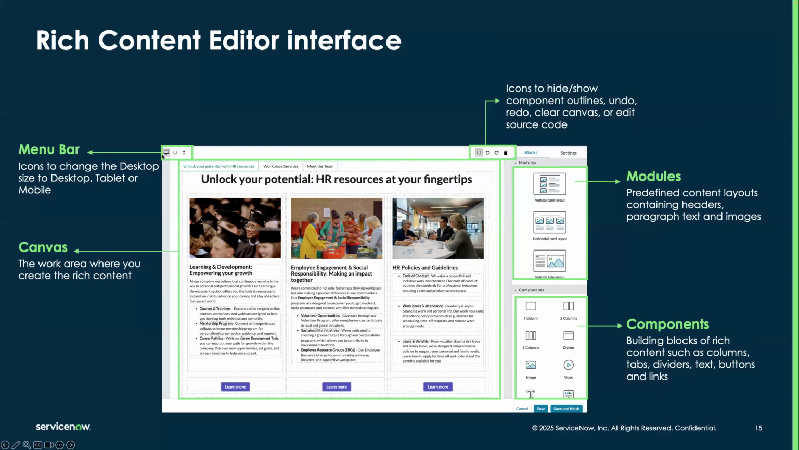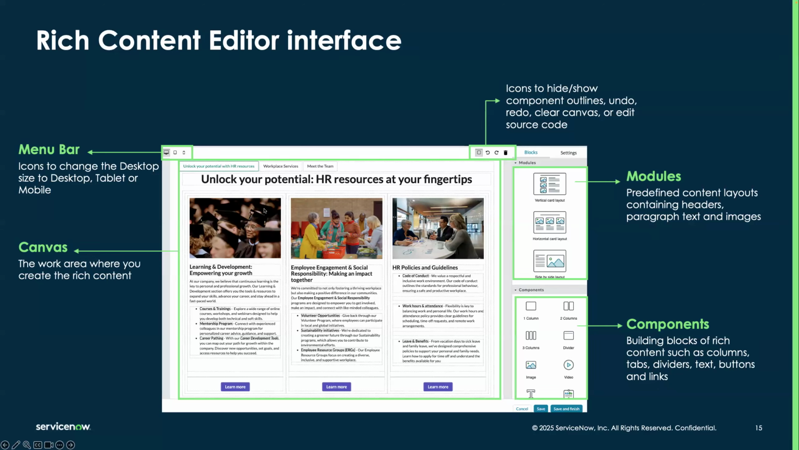On the top left, we have the menu bar. So the three icons, that's a computer, that's a tablet, and a mobile. These are the icons to preview how the rich content that you're creating would look on a desktop view, on a tablet view, or on a mobile view.